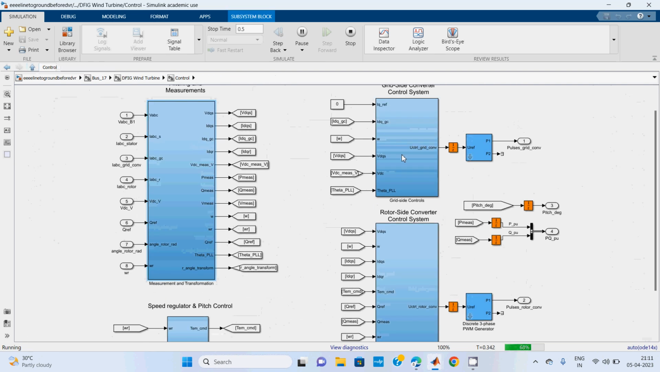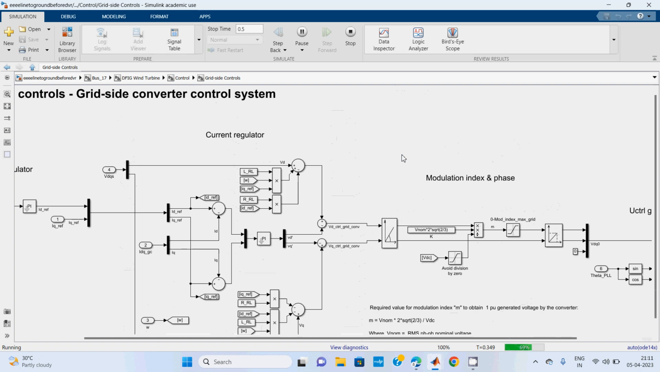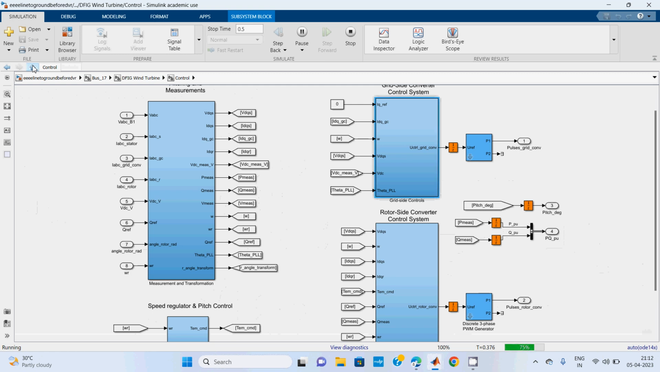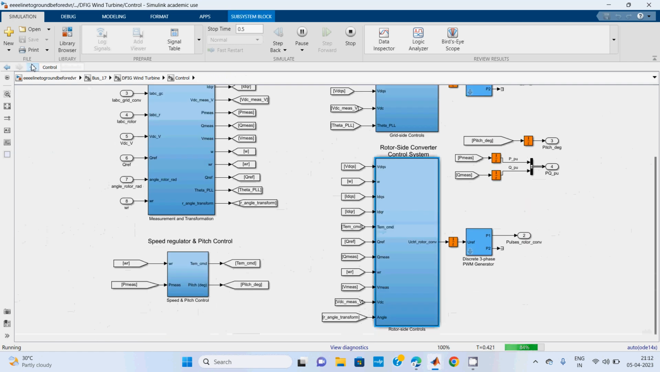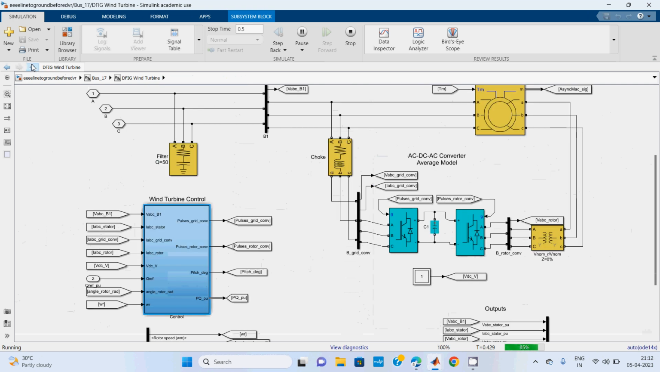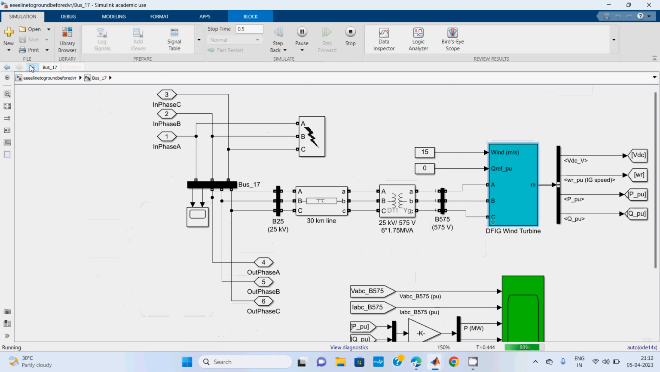Here, this is the low pass filter, and then we are using ABC to DQ transformation and DQ to ABC transformation to stabilize the parameters, whatever injecting parameters we require at the rotor side and the grid side. It depends upon the mode of operation. It totally depends upon the mode of operation, not a single-line parameter. It depends upon so many parameters. So this is the overall design, and the terminal voltage here is 575 volts only.